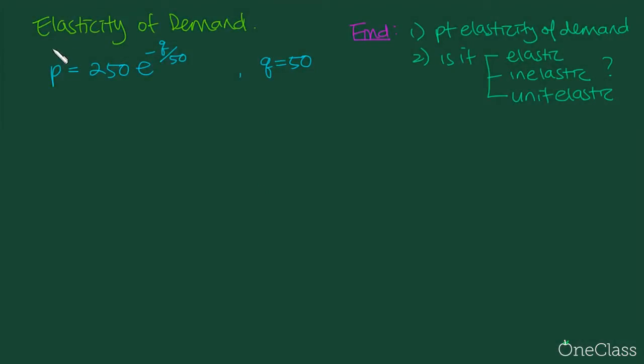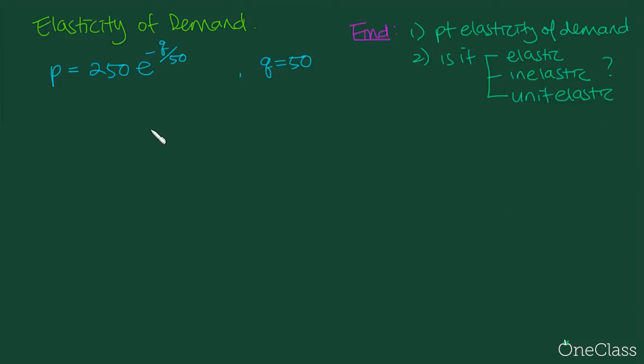Here we have a typical question on elasticity of demand. For example, you're given a price demand function, and there's a set quantity amount that we are interested in. This is the point that we are concerned about, and the question will typically ask you for two things. First, find the point elasticity of demand, and second, for this particular demand function and the product that's of concern, is this elastic, inelastic, or unit elastic?